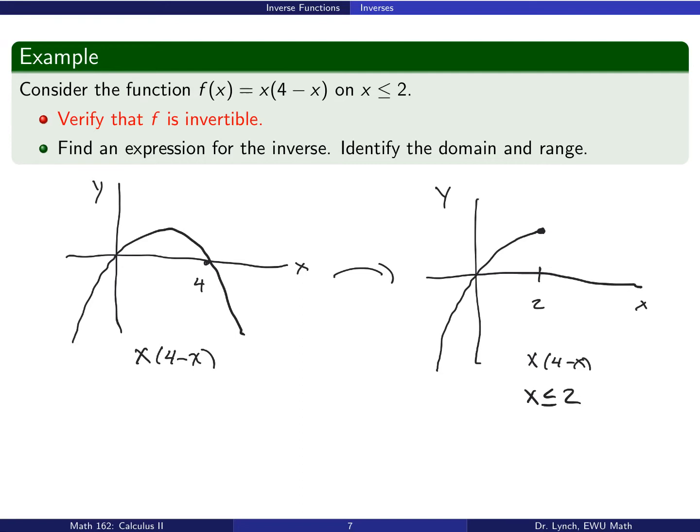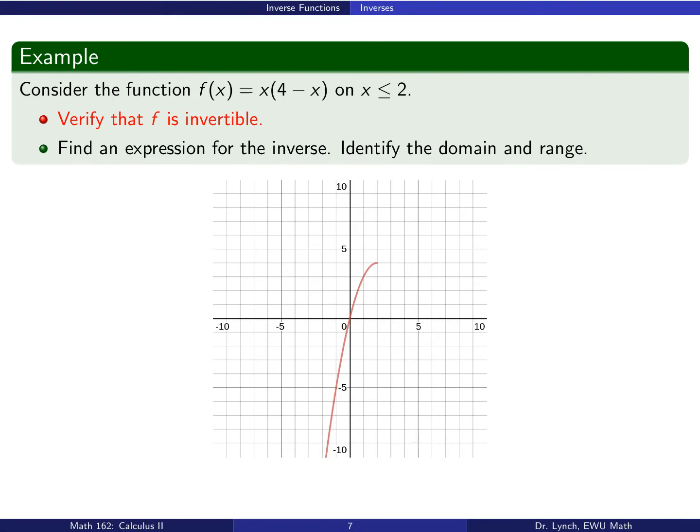And this definitely passes the horizontal line test. So the function x times (4 minus x) on the domain x less than or equal to 2 is invertible. And here we see just a little bit better graph of that function.